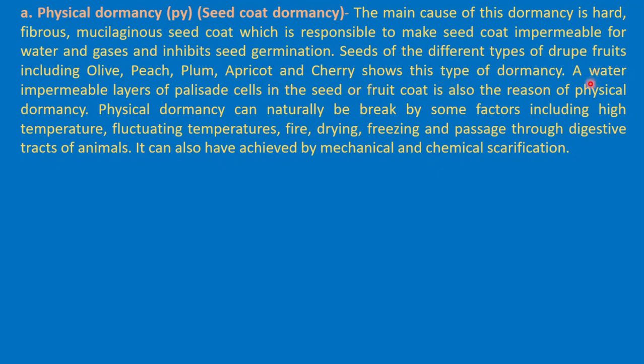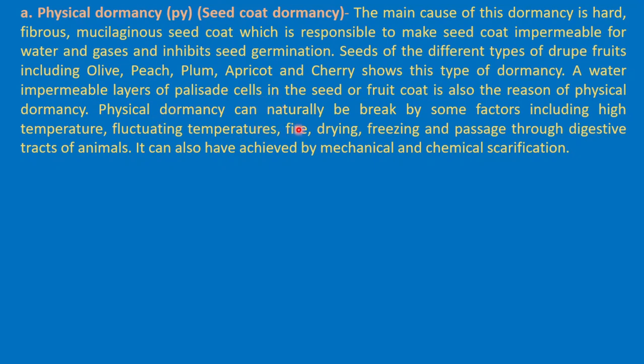Seeds of different types of drupe fruits including olive, peach, plum, apricot and cherry show this type of dormancy. A water impermeable layer of palisade cells in the seed or fruit coat is also a reason for physical dormancy. So sometimes the seed coat of such plants contains a water impermeable layer of palisade cells, due to which the entry of water and gases is inhibited.